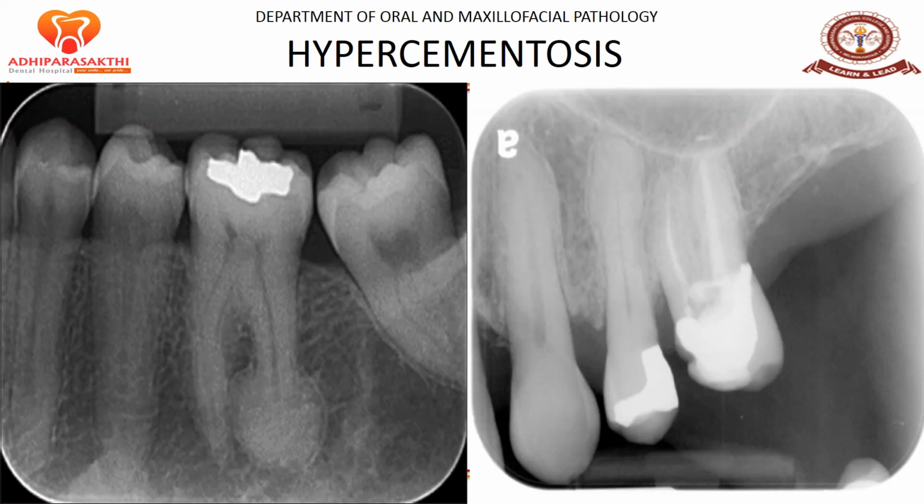The other condition is the presence of hypercementosis. Increased deposition of cellular cementum on the root surface is called hypercementosis. This condition is caused either by trauma or the etiology is unknown, and there will be an increase in the size of the root. When compared to the other root, the hypercementosis root will be larger in size, so it will be difficult during the extraction process. This picture shows the presence of a bulbous root.